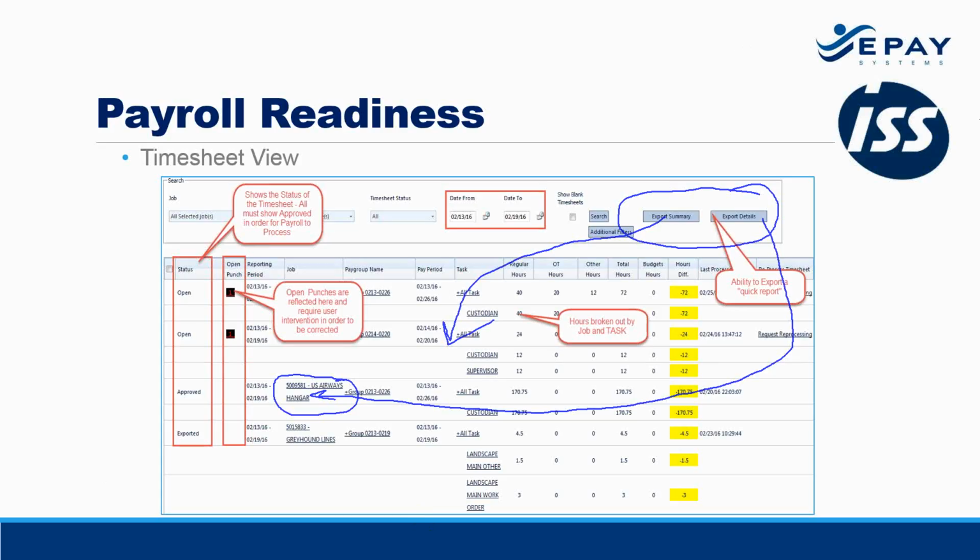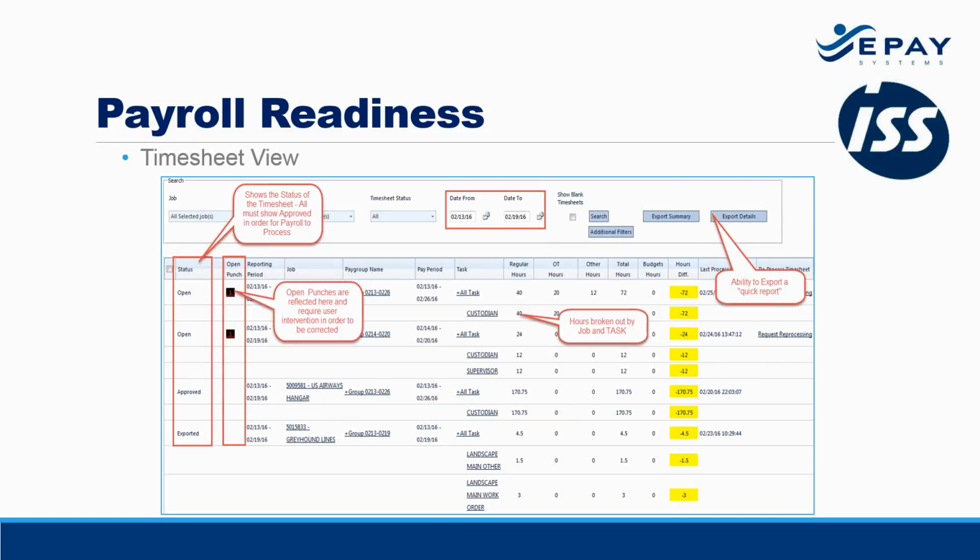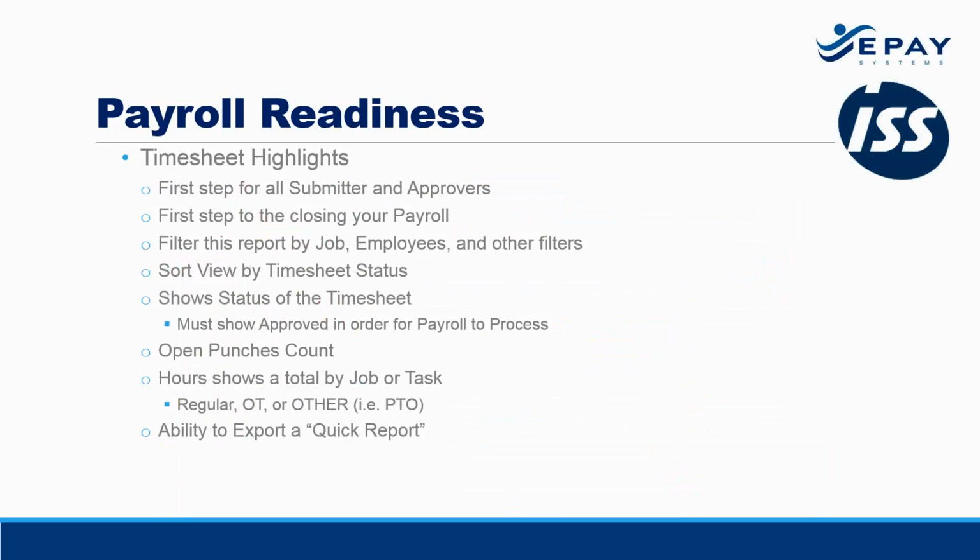So, payroll readiness: the first thing to look at is just making sure that everything is in order from a timesheet view perspective. Just a recap, the first step for all submitters and approvers should always start here. Obviously when you're submitting, you're going to go to the timesheet view to submit your timesheet. If you're an approver, you can also go to the timesheet view to approve a timesheet. The first step in closing a payroll, obviously, you can't process a payroll without visiting this screen.